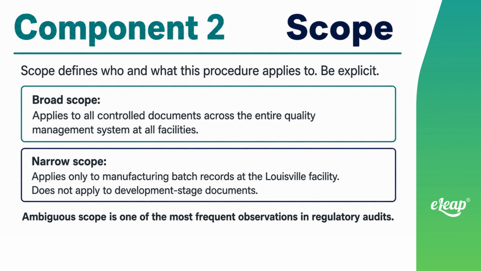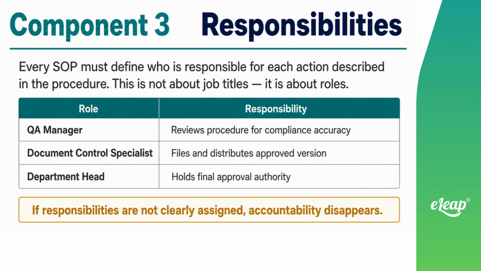Component 2, scope. Scope defines who and what this procedure applies to. Be explicit. If the SOP applies to all controlled documents across your entire quality management system, state that. If it applies only to manufacturing batch records at a specific facility, state that. Ambiguous scope is one of the most frequent observations in regulatory audits. Investigators cannot determine whether the procedure applies to the situation under review. Clarity here protects you.